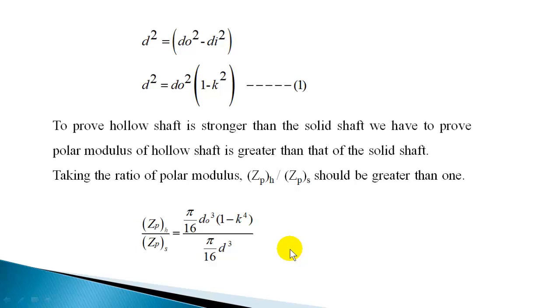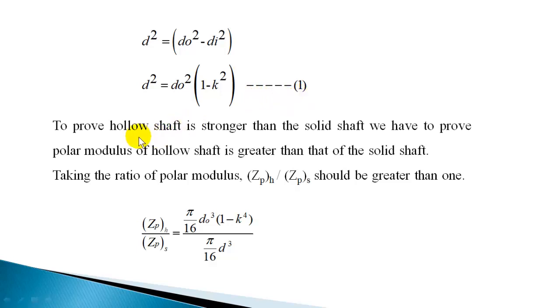So you have that condition, d square is equal to d naught square minus di square, or d square is equal to d naught square into 1 minus k square. I have taken d naught square outside, so you will get 1 here, and you will get di square by d naught square. Di by d naught is k, so k square. So d square is equal to d naught square into 1 minus k square. So we have this relation from the given data.